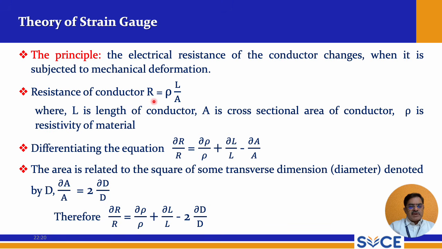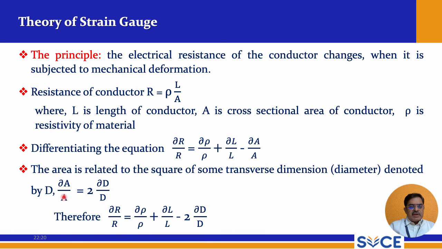So the resistance of the conductor R equals rho L by A, where L is the length of the conductor, A is the cross sectional area of the conductor, and rho is the resistivity of the material that we are using here. Differentiating the above equation, dR by R equals d rho by rho plus dL by L minus dA by A. So just a simple differentiation, and the area is related to the square of some transverse dimension, that is the diameter, denoted by D.